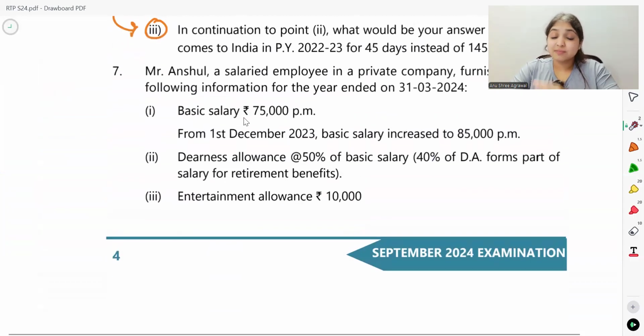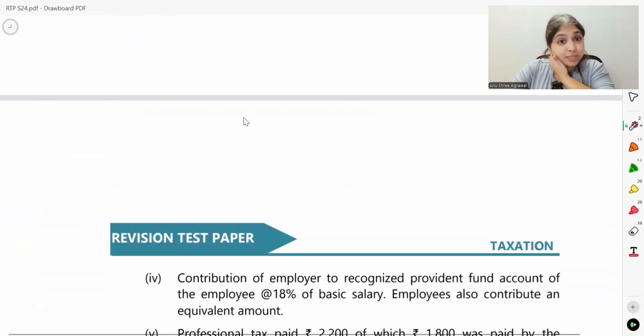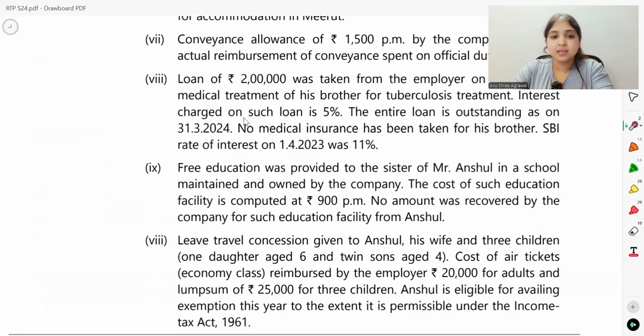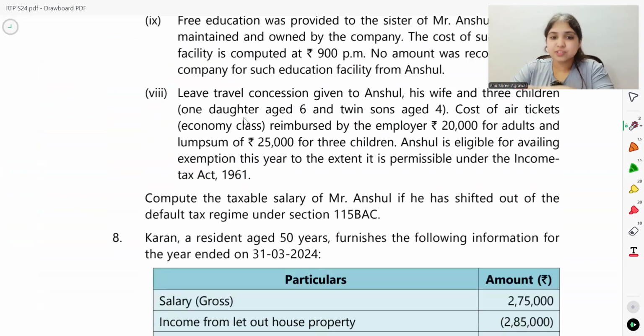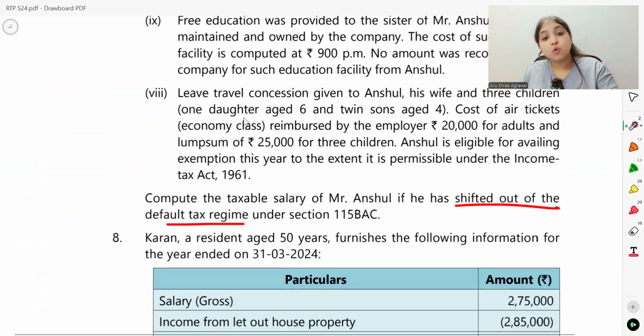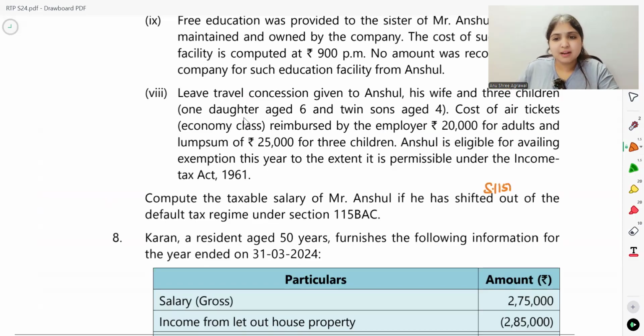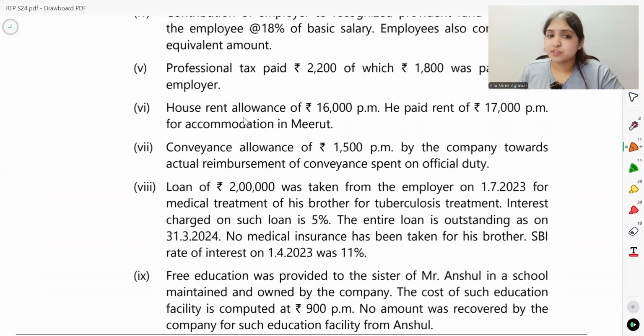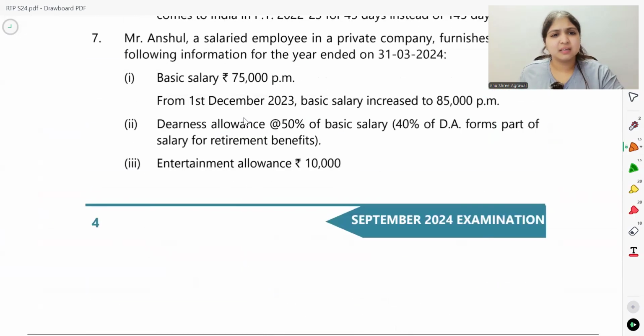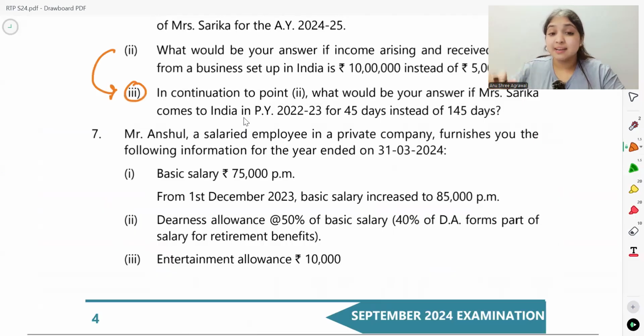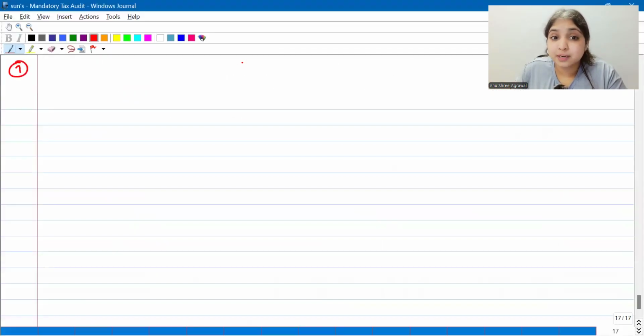Through this question, we're going to be doing salaries computation. It's a basic salaries chapter question. It has around 8 subdivisions. They're asking us to compute the total taxable salary of Mr. Anshul if he has shifted out of the default tax regime. Shifted out of the default tax regime means 115 BAC he is not following. Okay. So we just have 8 subdivisions over here. Let's do this question. It's a pure salaries based question. Remember, assessee has opted out of 115 BAC.